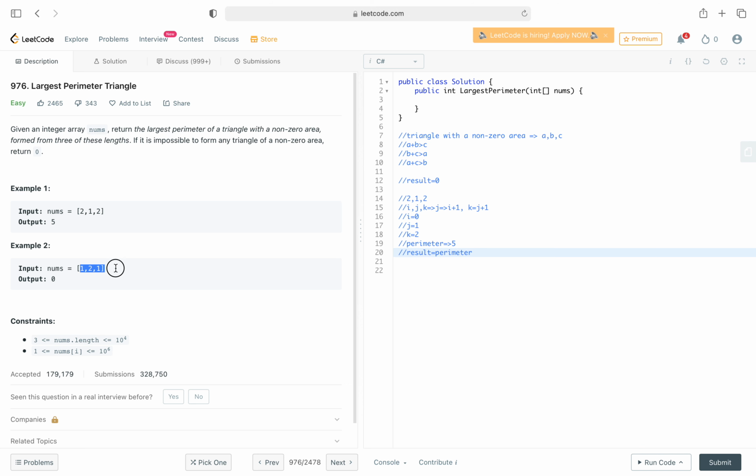In the other example, it is the same way, but 1 plus 2 cannot be greater than 1, right? So that means we cannot form a triangle with non-zero area with those three lengths. That's why we just return 0.